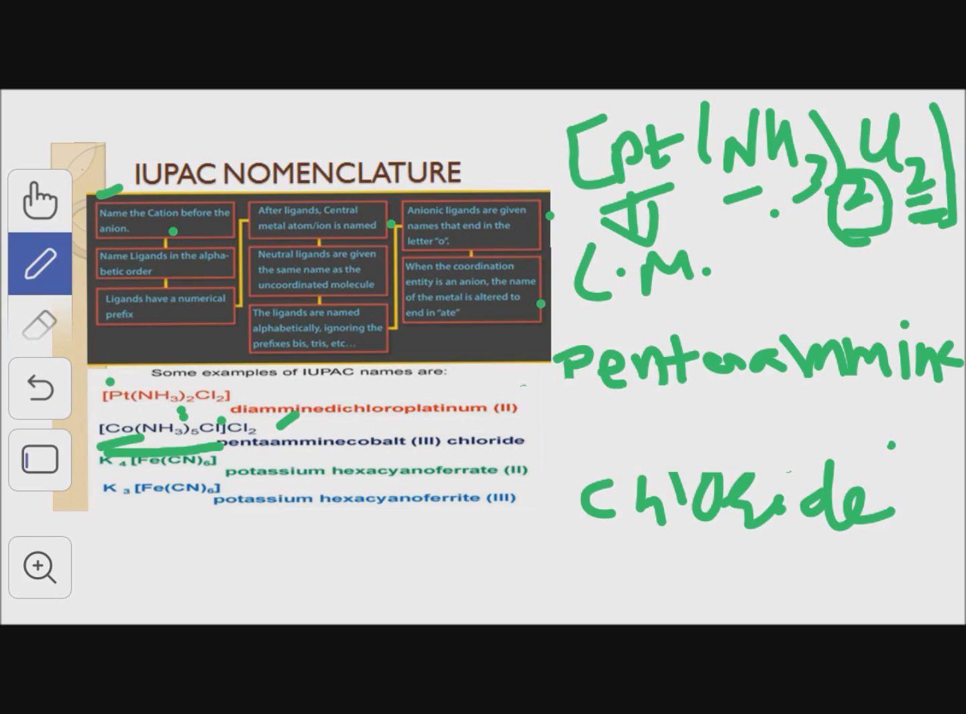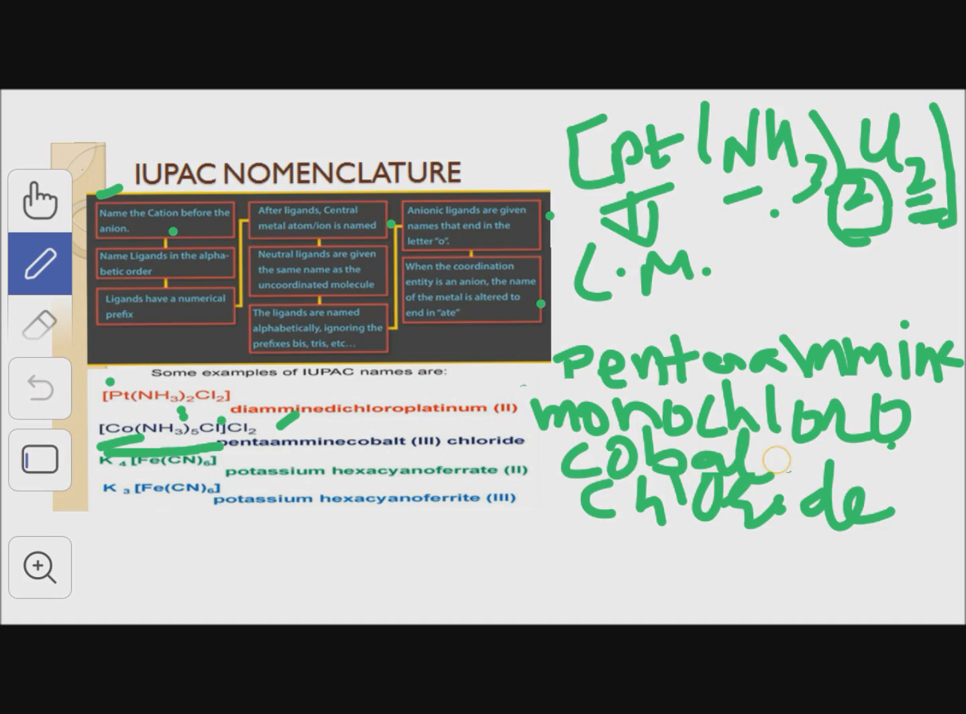Here it is pentaamine monochloro cobalt 3. The name of this coordination sphere is in continuity without any space, but when we write the name of the anionic part, then we give some space. This is pentaamine monochloro cobalt 3 chloride.